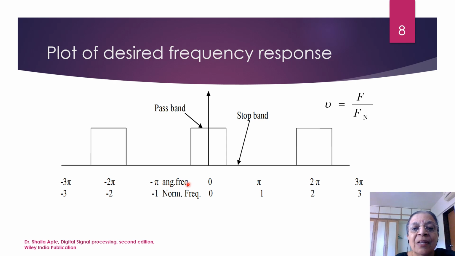Now I have written this as angular frequency. Angular frequency here is written as pi. If I want to represent it as normalized frequency, this pi represents the Nyquist frequency. So normalized frequency will be Fn upon Fn, which is equal to 1 in this case. So the normalized frequency response will be represented between minus 1 and plus 1, and it will be replicated around 2, 4, 6 and so on, and minus 2, minus 4, minus 6, etc.